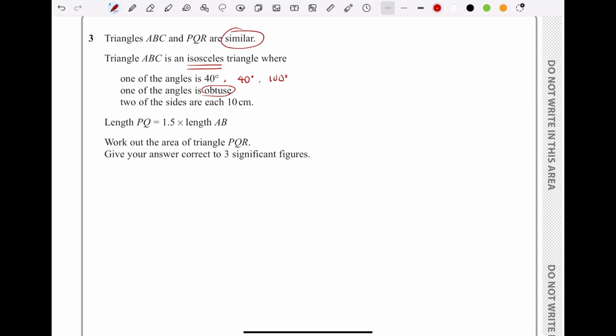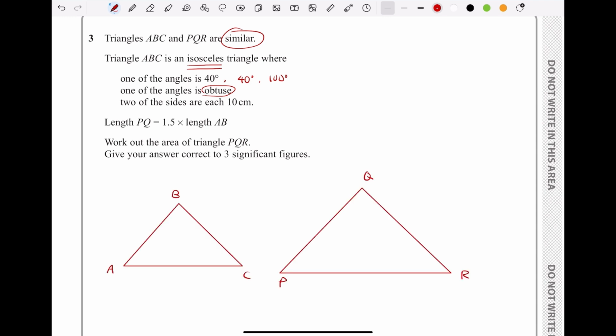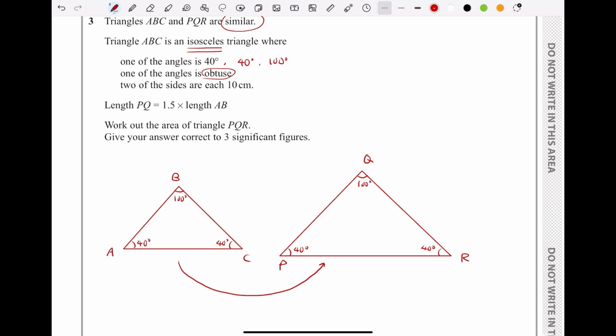Okay, so now what we are going to do is to draw out triangle ABC and PQR and also label the angles. Now, because these two triangles are similar, therefore their angles are going to be the same. We are also told that length PQ is 1.5 times length AB. Therefore, the length scale factor is 1.5. We are also told that two of the sides are each 10 centimeters. So then that tells us AB and BC are going to be 10. By using the scale factor, we know PQ and QR are going to be 15.